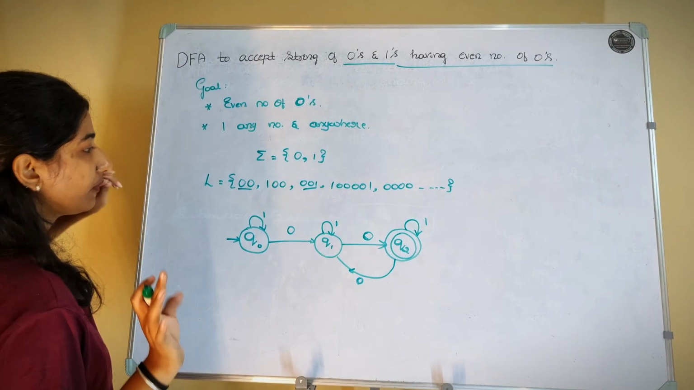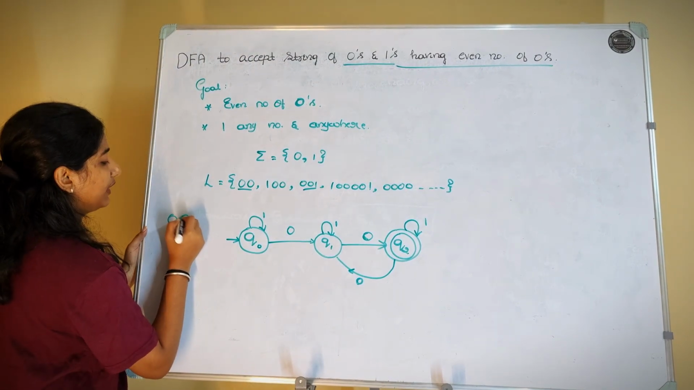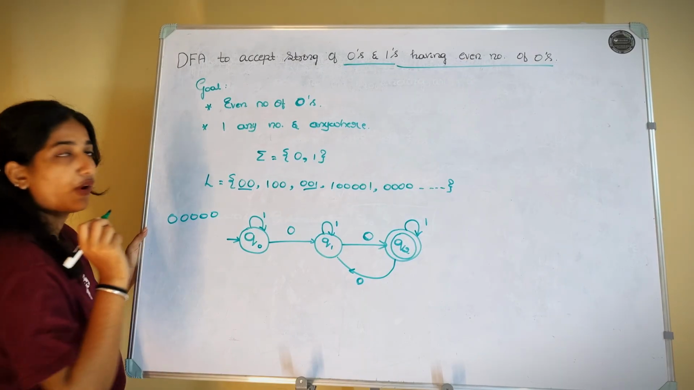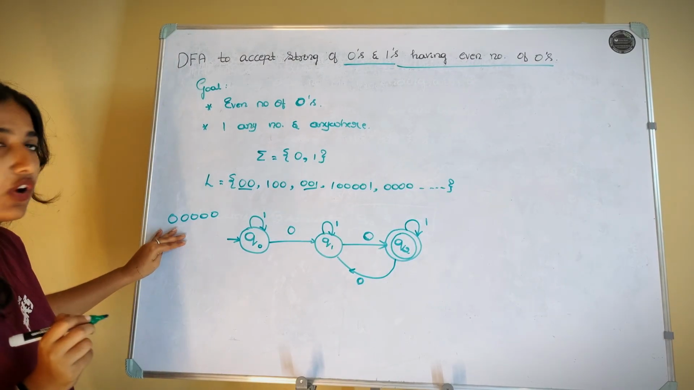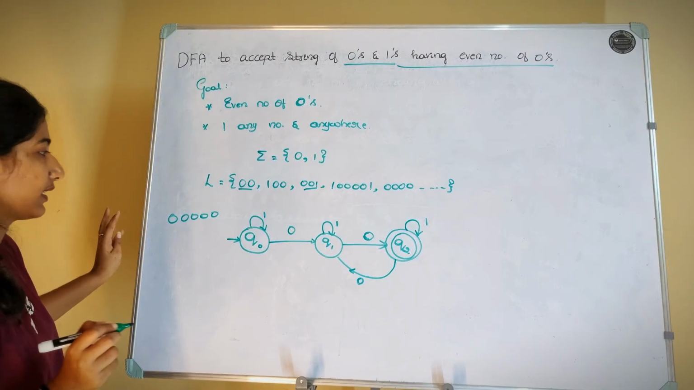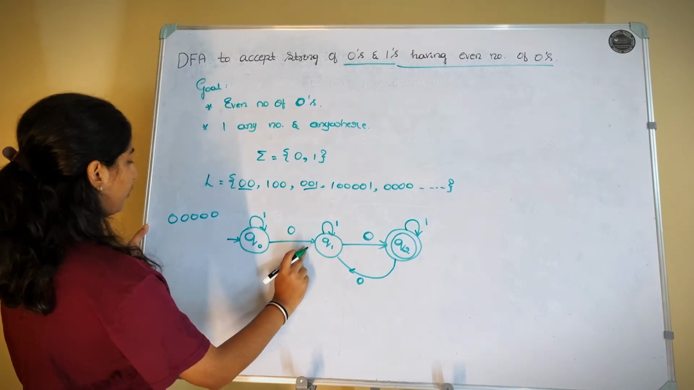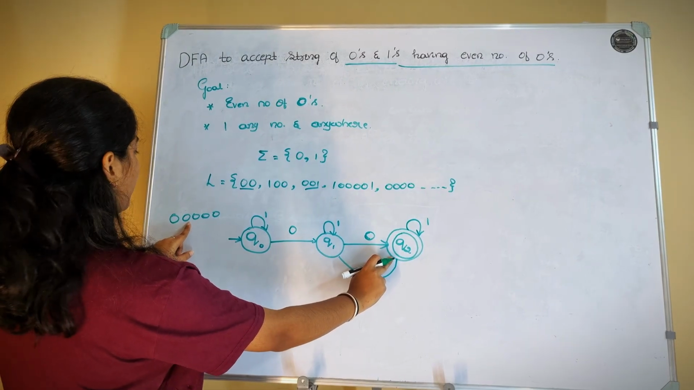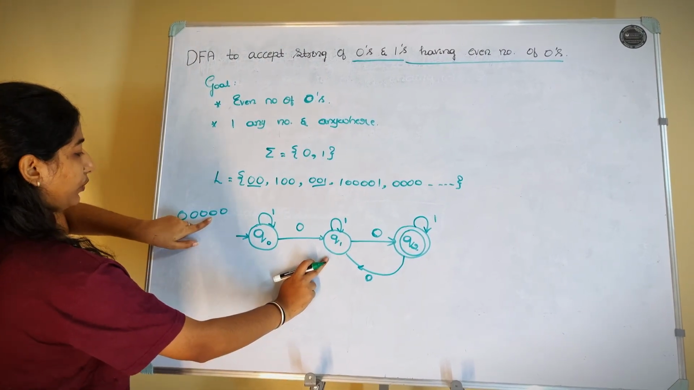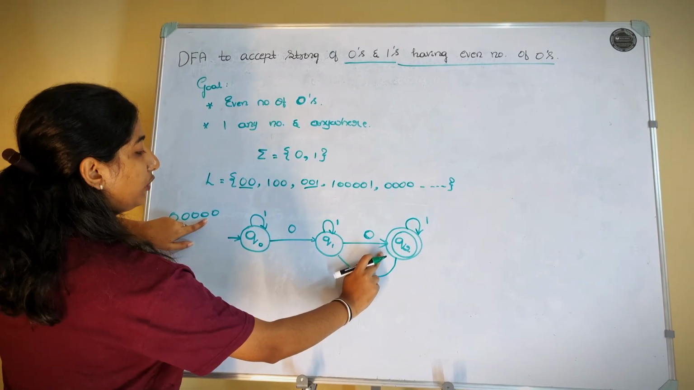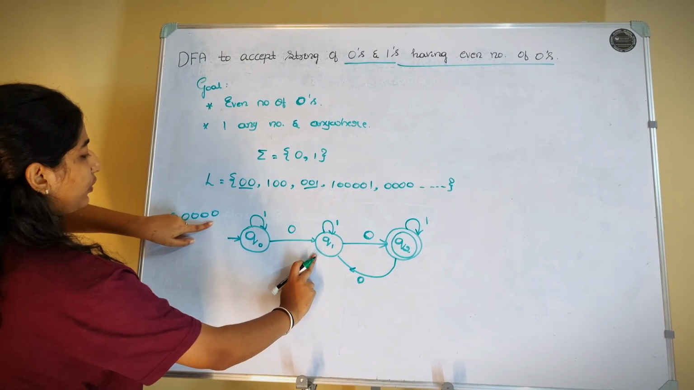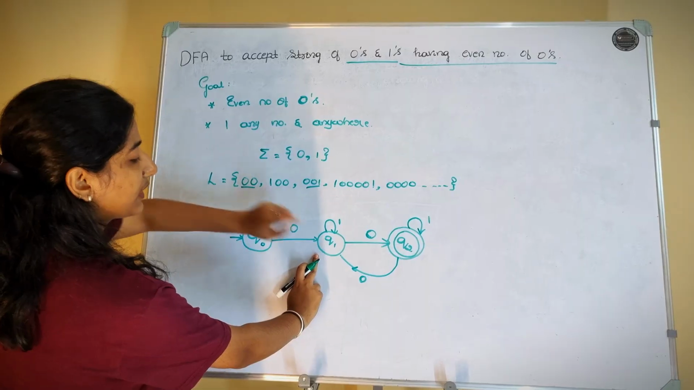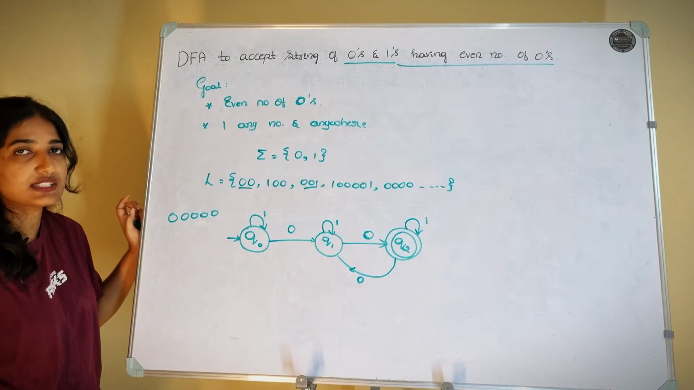Now look here, I will give one example. Let's check it for 5 zeros. Okay. So it should not get accepted, right? Now let's check. Q0 on 0 moving to Q1, Q1 on 0 moving to Q2, Q2 on 0 moving to Q1, Q1 on 0 moving to Q2, Q2 on 0 moving to Q1. This is not the accepting state, so our transition diagram is correct.